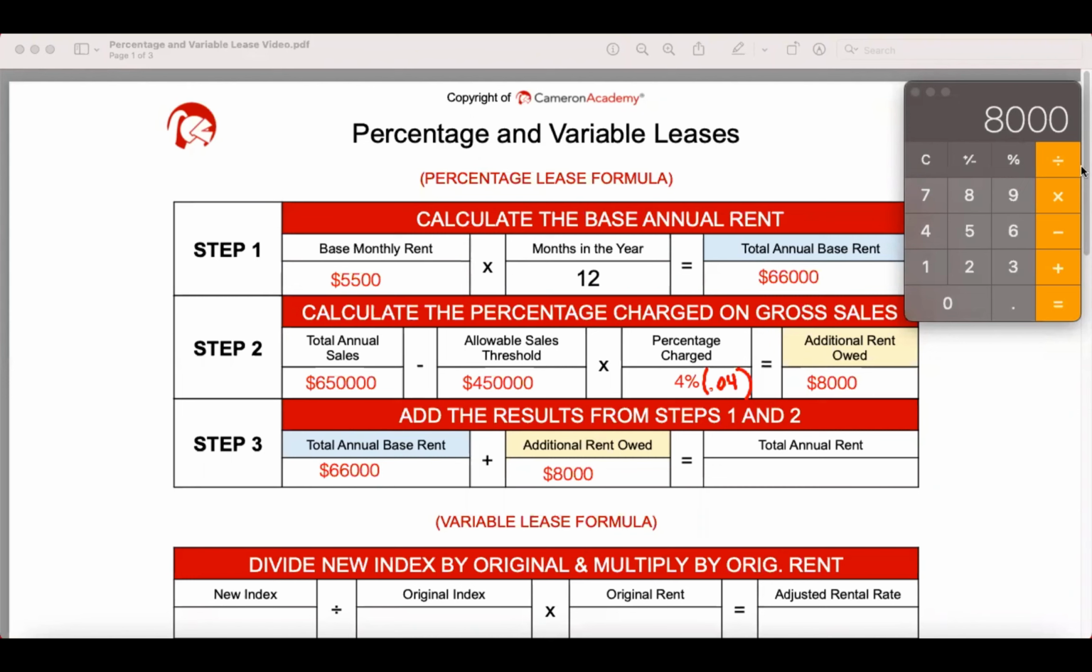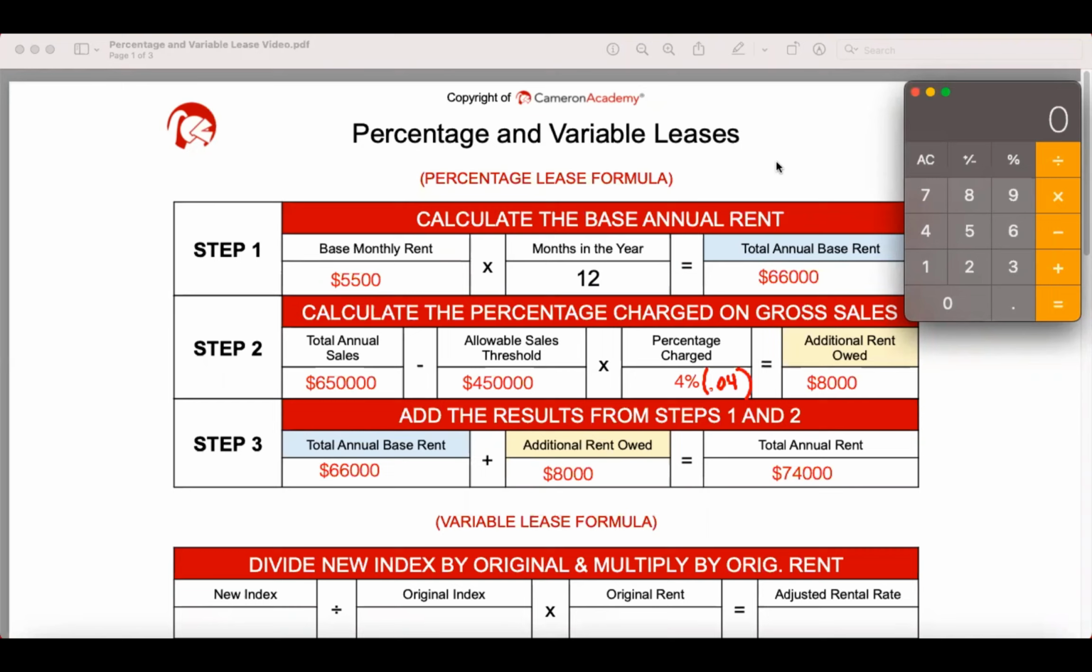We already have $8,000 in our calculator, so we simply add $66,000, and that's going to give us a total annual rent of $74,000. And this would be our answer. It's as simple as that.